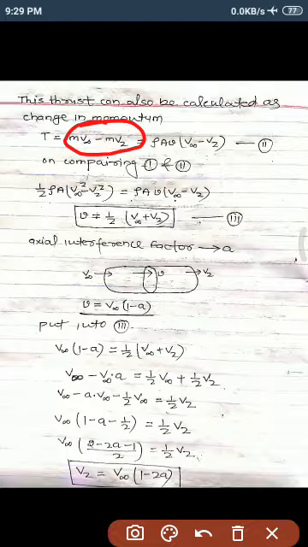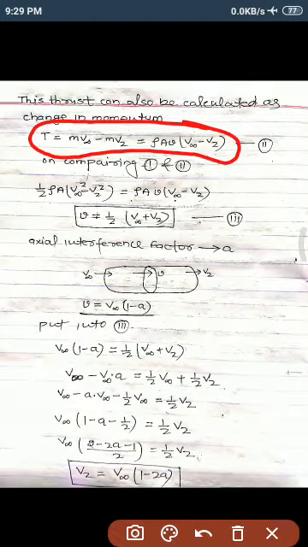We can write, in place of m, rho into A into V. So this equation becomes rho into A into (V infinite minus V2). So this is also the thrust calculated for the same system. Then this thrust should be equal to the previous thrust which is calculated on the principle of Bernoulli. So these two equations can be equated to each other.